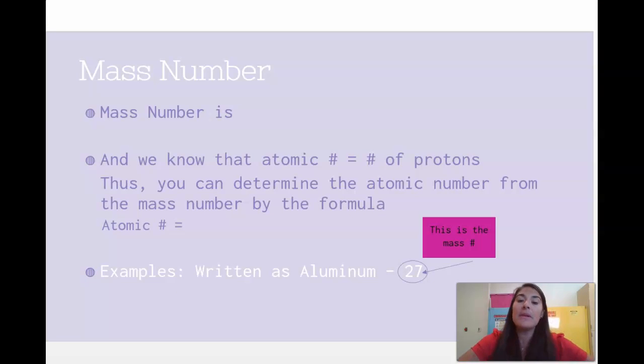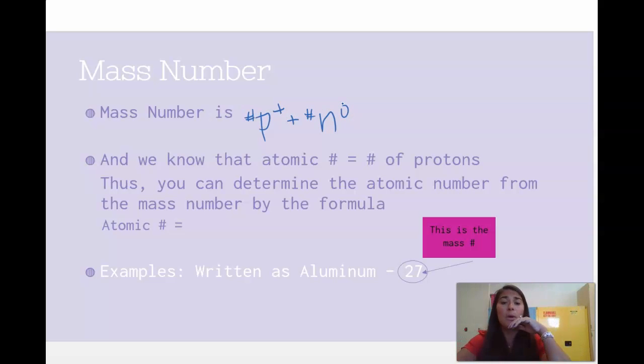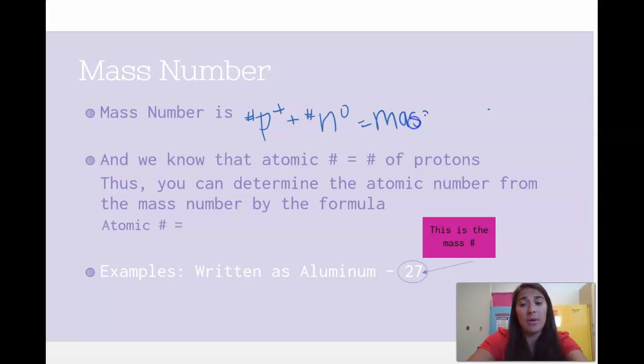Then we have something that we call mass number. We talked at the beginning about the relative mass of these subatomic particles: electrons were 0, protons are 1, neutrons are 1. Therefore, your mass number is going to be the sum of the protons plus the neutrons. Scientists are lazy, we just like to write it like that. So mass number equals protons plus neutrons. And we also know that the number of protons is equivalent to the atomic number.